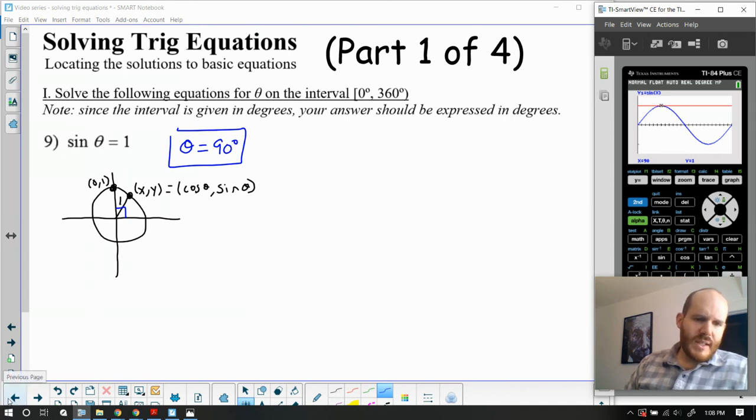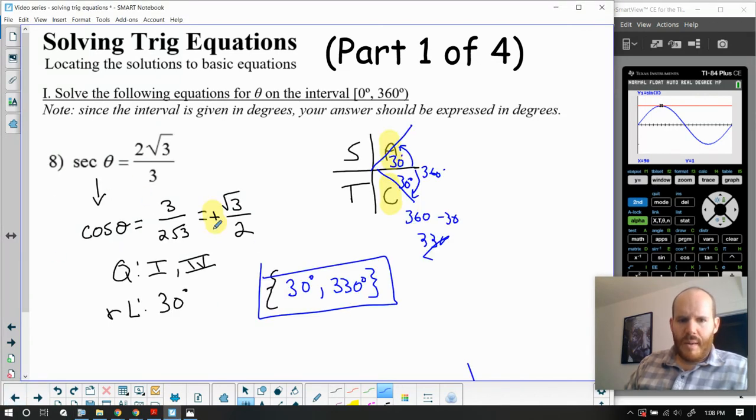So there are circumstances where we may wind up with one solution. We may need to use the unit circle to interpret that, but there are also circumstances where I may wind up with more than one solution, and that's if I'm falling inside of a quadrant, not along one of those quadrantal angles.